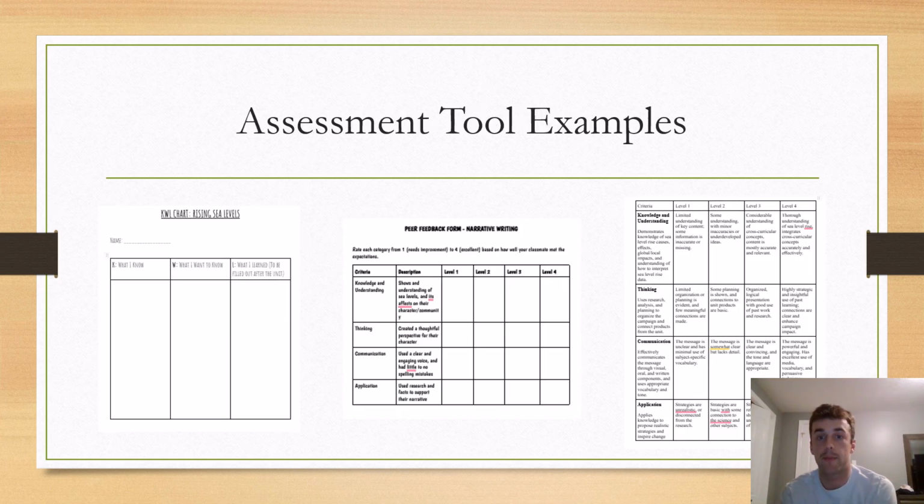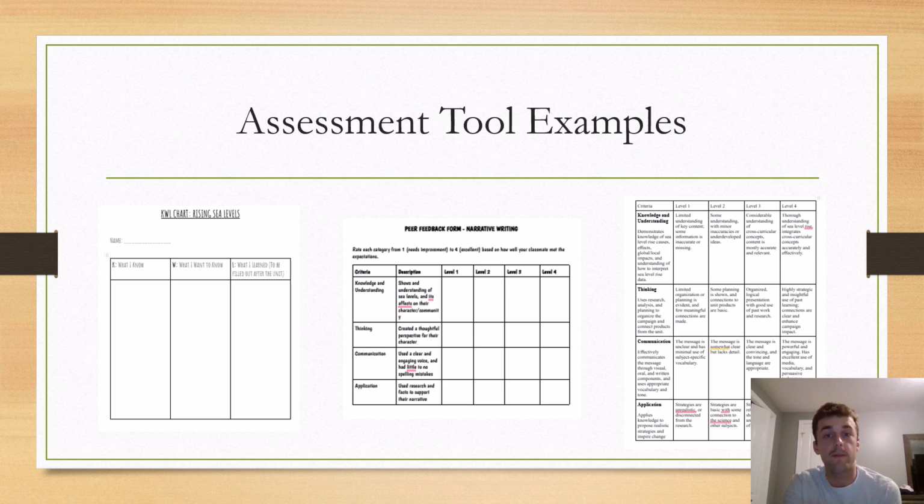Lastly, this unit plan includes a bunch of examples of assessment tools for the many different activities and for the culminating task at the end of the unit. Pictured here, we have the KWL chart that you can use. Again, you don't have to follow it exactly, at the start of the unit and end of the unit to see what they know, what they want to know, and then what they learned.